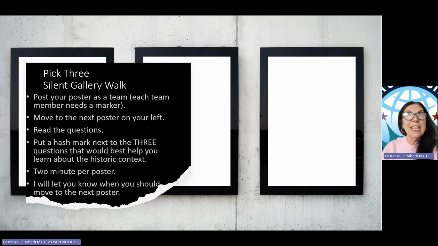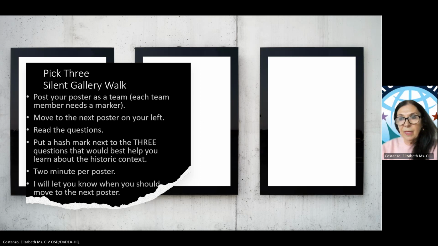Okay, so how many do you get to vote for? Right, 3. Okay, so, and I will tell you when to move. So you're going to have about a minute or 2 minutes at each poster to read through them and then mark your next 3. And then I will tell you to move, and you're just going to keep rotating to the left. And in the end, you're going to end up back at your own poster.